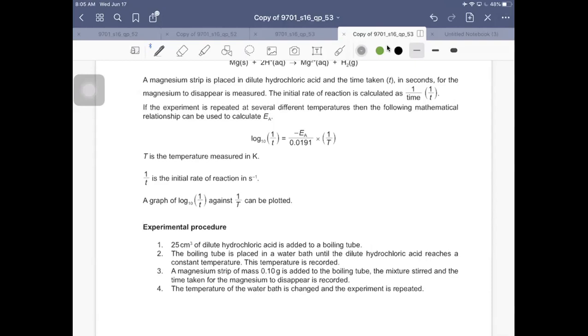You have to log them, but basically the idea is the shorter the time in seconds, the bigger 1 over t, and then log 1 over t will be a negative number. Okay, so that means it will be more negative, and you can just ignore the negative sign and just look at the magnitude as it is.